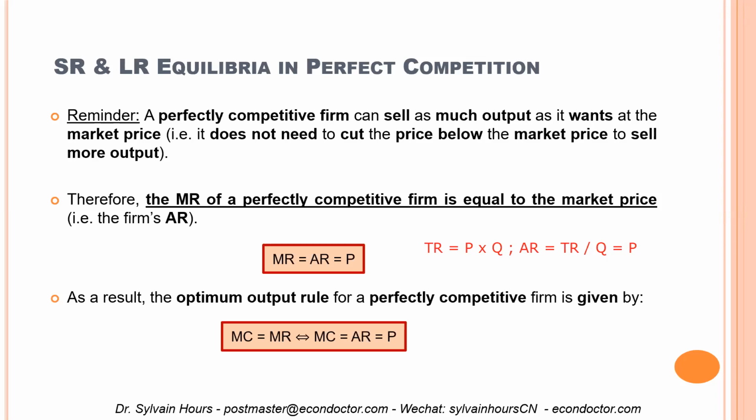So if in perfect competition, MR is equal to the price, then the optimum output rule is just MC is equal to price. Price is equal to marginal cost, or price is equal to average revenue. This is equivalent. It's going to be important to identify the optimal quantity, the quantity that maximizes the firm's profit.